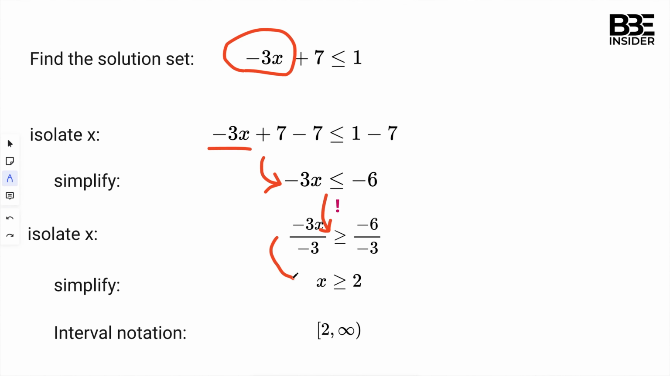In the next step, we just simplify once again and obtain the solution x is greater or equal to 2. This translates into the following interval notation. Watch out, as you can see, we use the square bracket on the left side because 2 is included in the solution set. As you see, it says x is greater or equal to 2. Therefore, this is the right choice in this case.